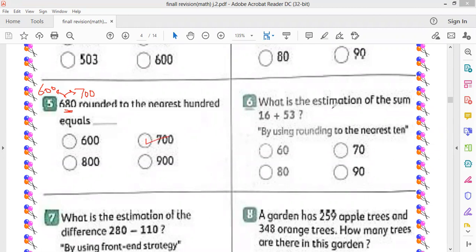What is the estimation of the sum 16 plus 53? By using round to the nearest 10, 16 is closer to 20. Excellent. And 53 is closer to what? 50. And 20 plus 50: 0 plus 0, 0. And 2 plus 5, 7. 70.